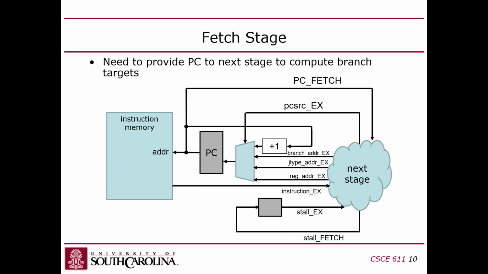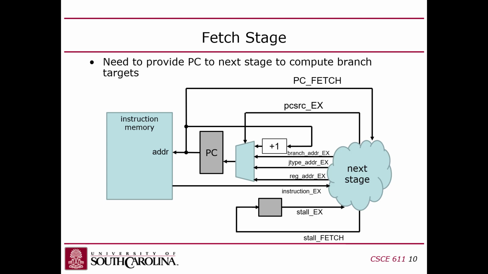Okay, so this diagram provides a little bit more detail. You've got the underscore EX here signifying that these signals are being generated as a function of the instruction that's in the execute stage, right? The program counter has the underscore fetch after it because it applies to the instruction that's being fetched. You guys with me?